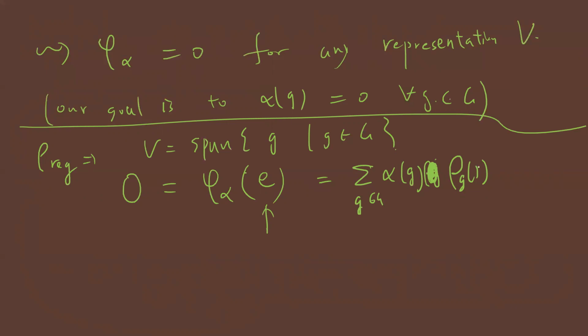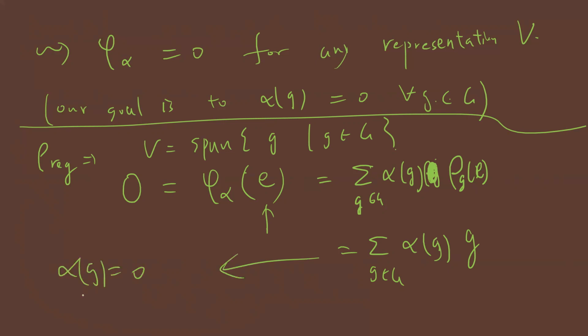Okay, so sorry, it's the identity, right? So how about rho G acting on the identity, right? By definition, rho G acting on the identity should look like permutations of the identity. But this is regular, so actually this guy is just G. But by definition, this V is the span of G, right? So now you get 0 is a span of G, which shows that alpha of G is 0 for all G. Okay, so the proof is done.